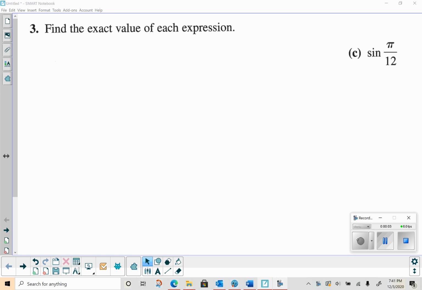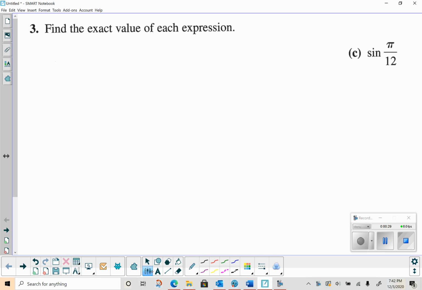Okay, here are some more of the problems from the Chapter 7 review. Let's take a closer look at 3, Part C. You're supposed to find the exact value of the sine of pi over 12. Well, again, from the note card, you don't have pi over 12. I do, however, have a pi over 6.